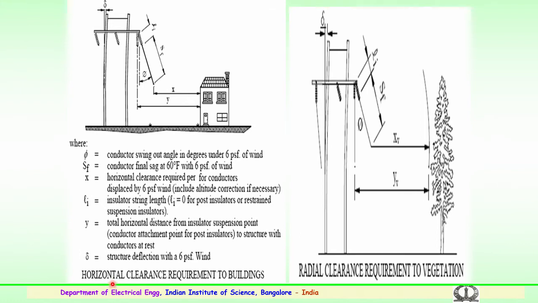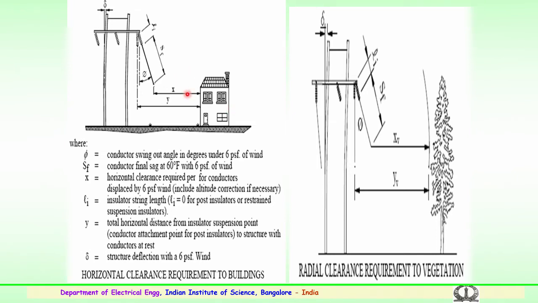So, a deviation in the structure could take place by a small angle delta. The delta is the structure deflection angle with reference to 6 pound per square feet of wind. These are the minimum horizontal clearance requirements to be made for buildings or the apartments which are constructed near the distribution or the transmission towers. These distances are clearly given in the international and Indian electricity rules.